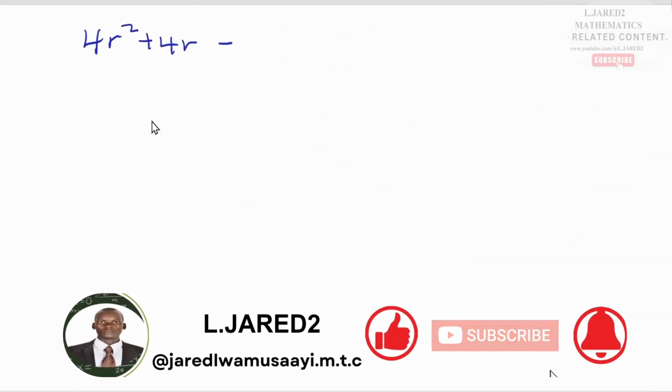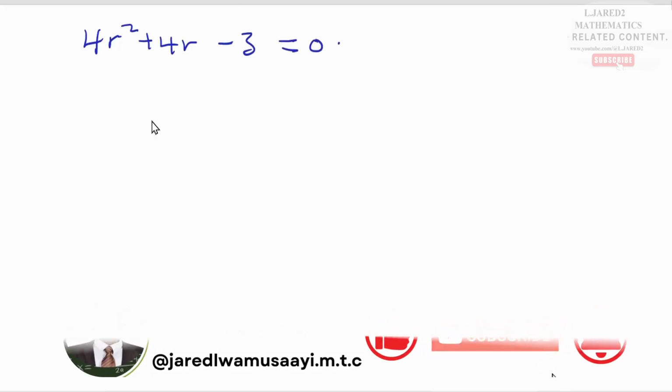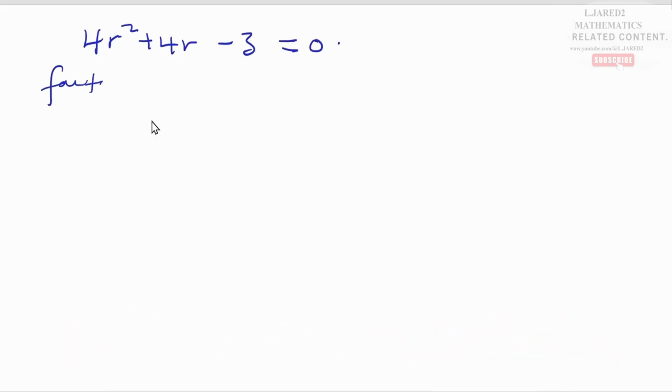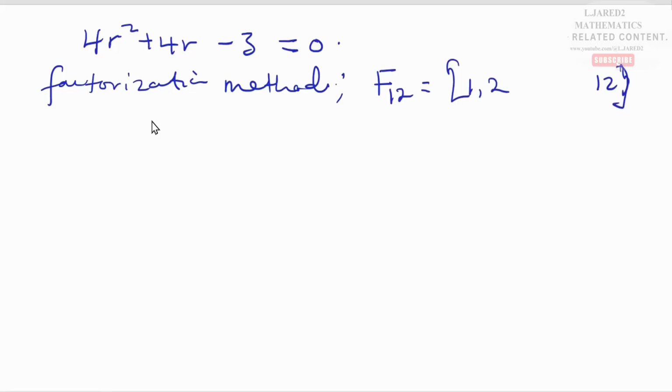So we have 4R squared plus 4R minus 3 equals 0. For this, let us use maybe factorization. I can see that it can be factorized. And we are going to look for the factors of 12, which are 1 and 12, 2 and 6, and 3 and 4. How have I got that? I've multiplied this 4 by the 3 to get 12, and then I'm looking for the factors of 12.